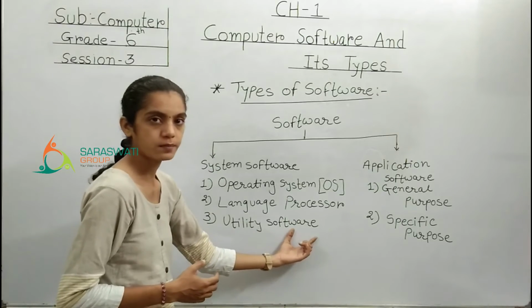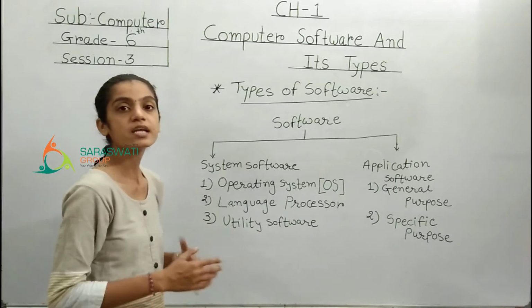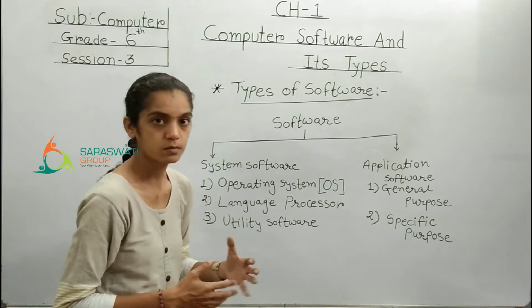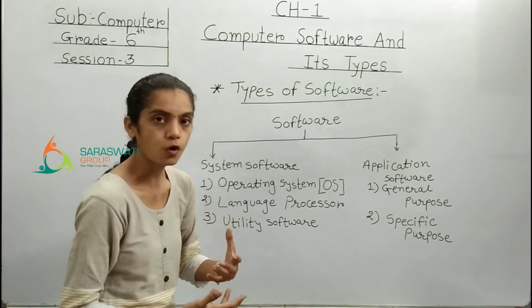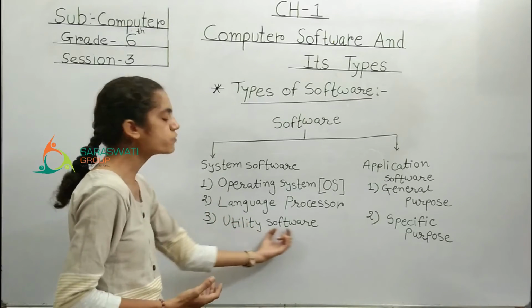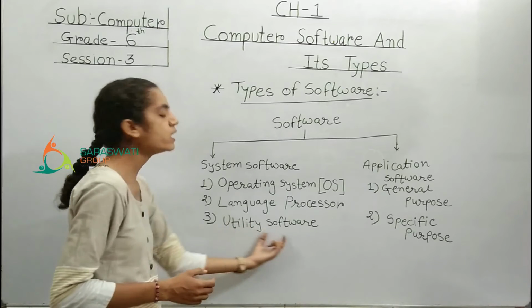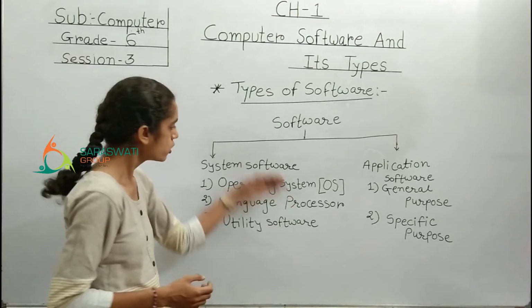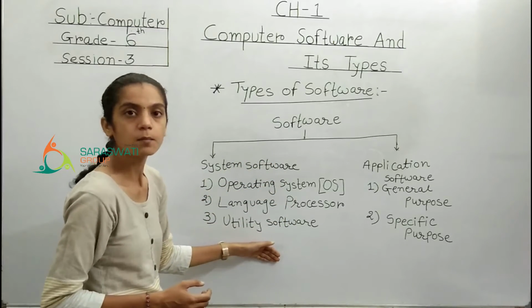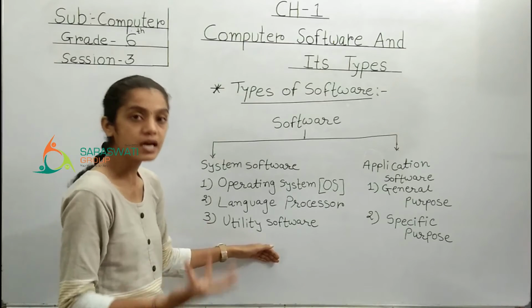That is language processor. What is the third one? Utility software. Now the meaning of utility we have studied in the hard words. मतलब जो useful one. Right? So that is useful software, but in computer language, we will use utility software. Right? So these are the three main parts, or you can say main types.